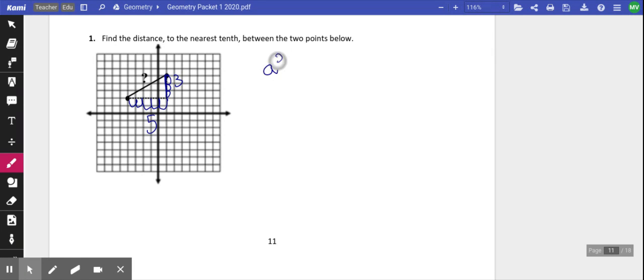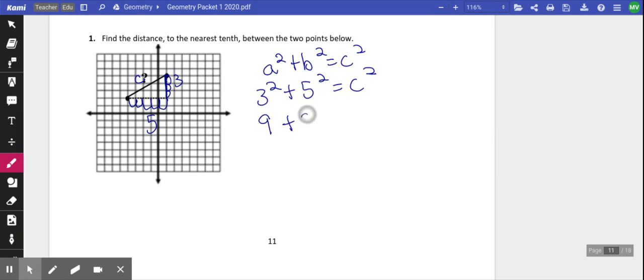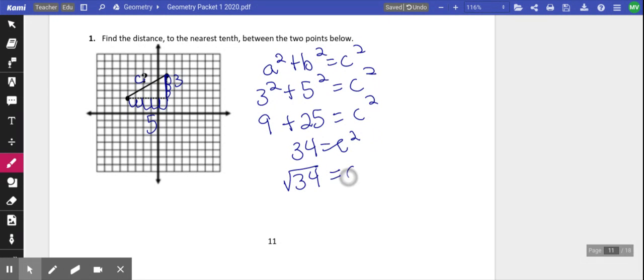So a squared plus b squared equals c squared. C is what I'm looking for because it's across from the right angle. So it's 3 squared plus 5 squared equals c squared. 3 squared on my calculator is 9. 5 squared is 25, equals c squared. 9 plus 25 is 34 equals c squared. The last step is to take the square root of 34, and that equals c, and they want my answer to the nearest tenth, so I'm going to do that on my calculator, and c is 5.8.